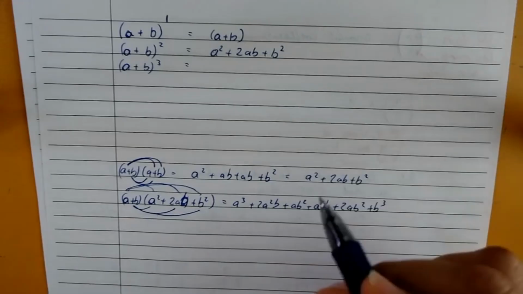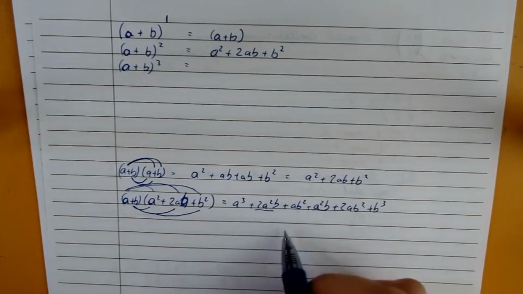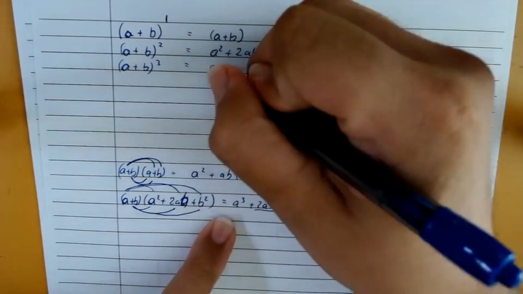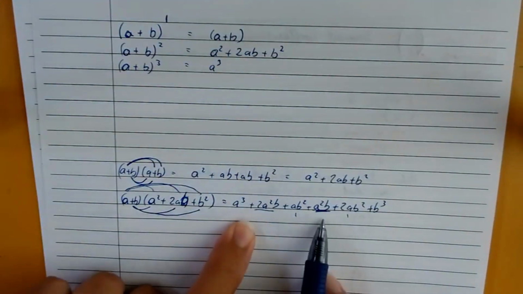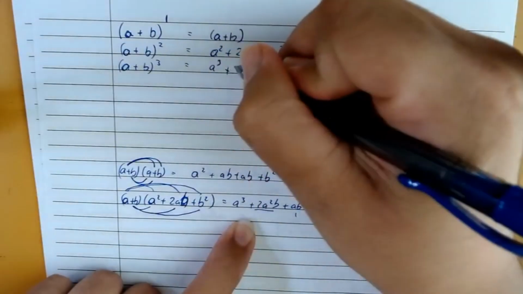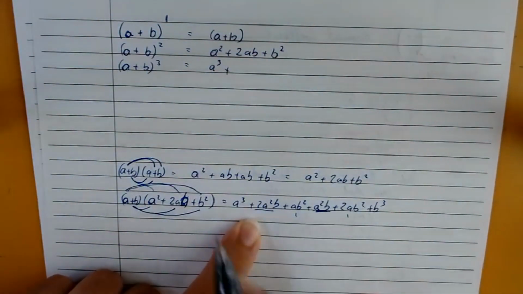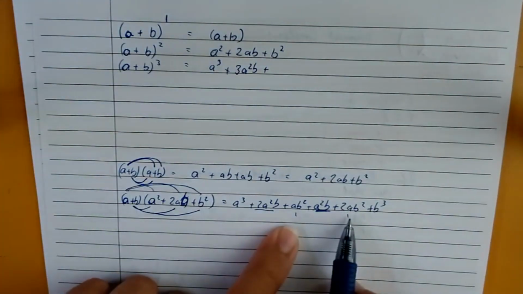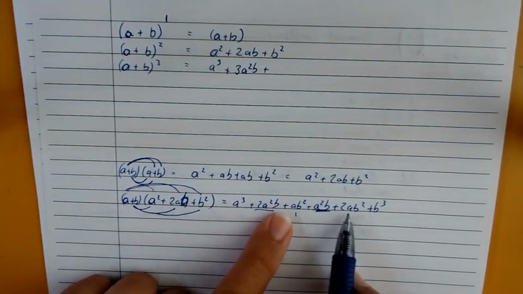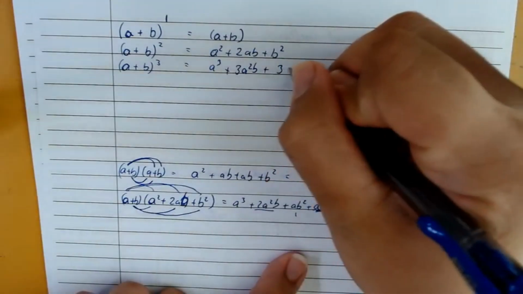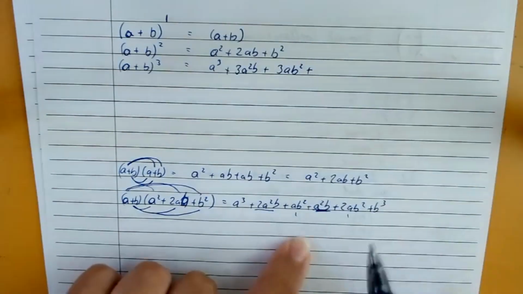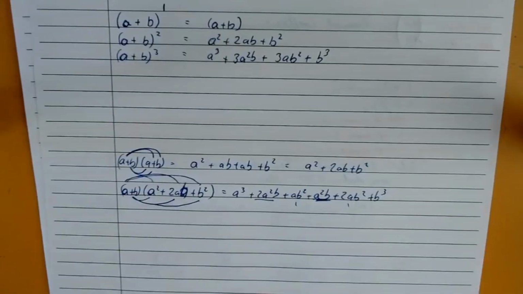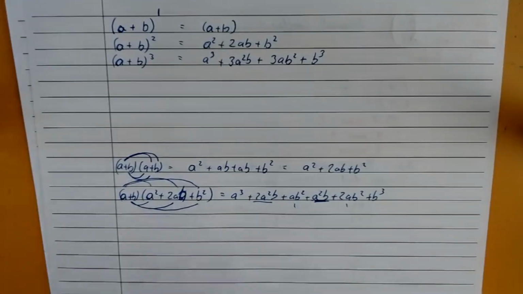And we can combine like terms. Notice this one and this one are like each other, and this one and this one are like each other. So this will give us a to the third. When you combine those two, that's 2a squared b plus 1a squared b, that's 3a squared b. Plus, when you combine those two, that's 2 plus 1, that's also 3ab squared. And then the last one is going to be your b to the third. Like that. And let's do one more.